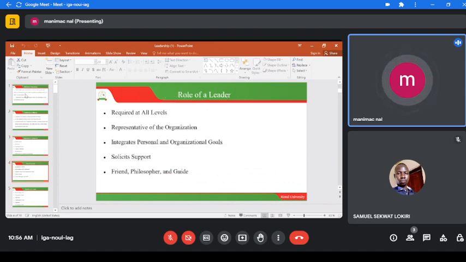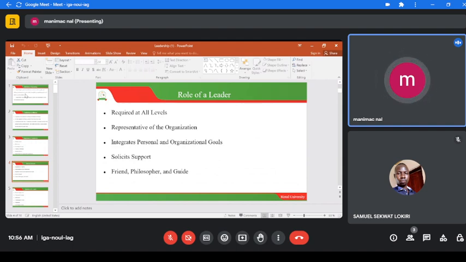Furthermore, they are also required at all levels. Okay, so in terms of all levels, we are expecting that in healthcare facilities or in a working environment, leaders are needed at each level. Another role of a leader is to represent the organization, because they are the face of the organization and they have to represent the organization. So they are supposed to act as a representative of the organization.